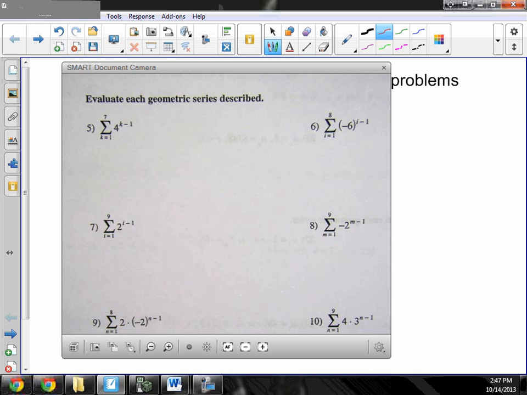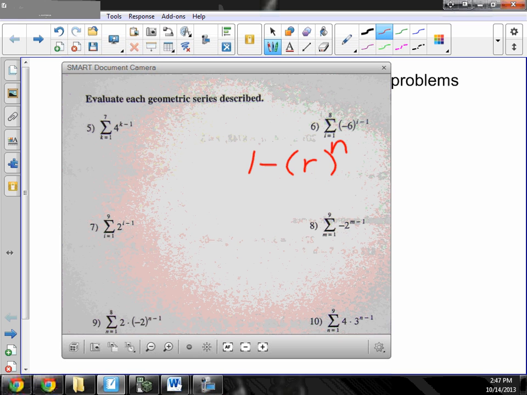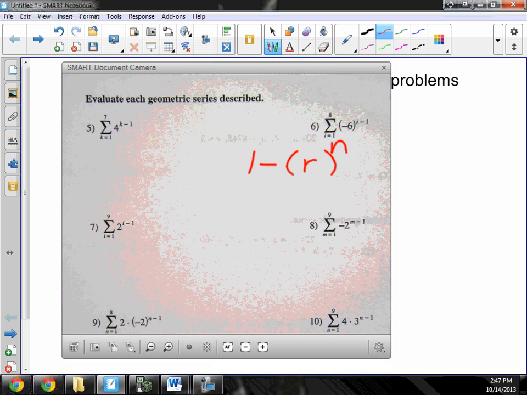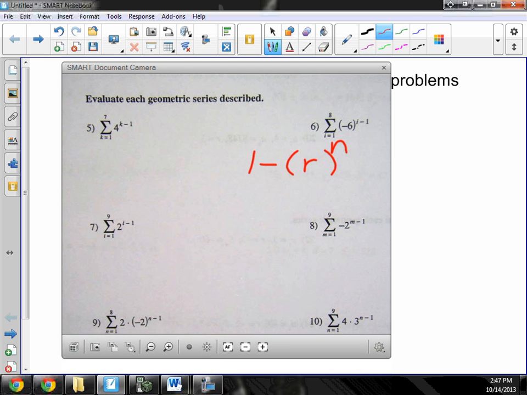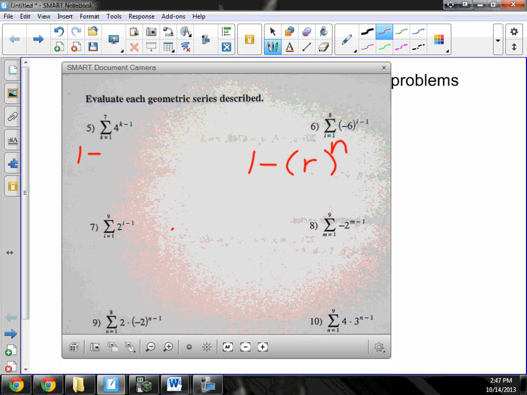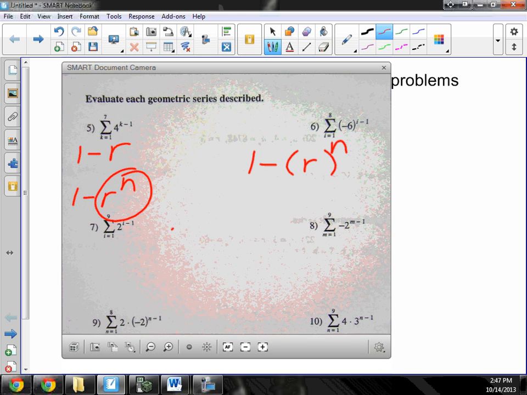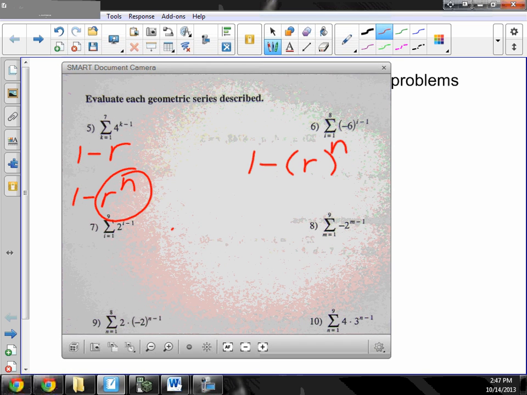So 1 minus r to the n. Well, if r is negative and I raise it to the 8th power, then it's going to be positive, which becomes negative. Well, there's a difference between 1 minus r and 1 minus r to the n. This happens first. No, negative 6 to the 8th is positive.